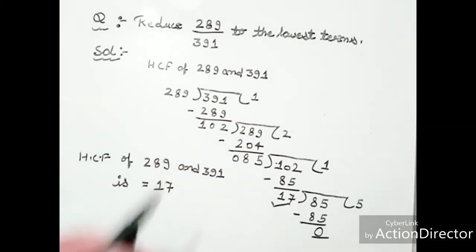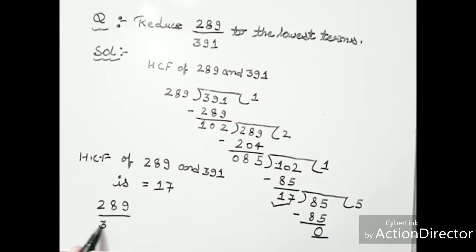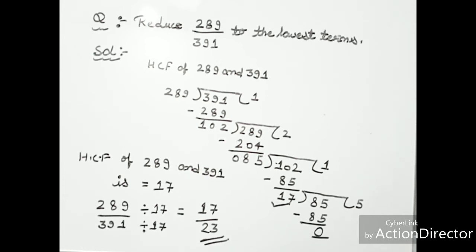Now we reduce 289 upon 391, so we divide 289 upon 391 by 17, and it gives 17 divides 289 in 17 times and 17 divides 391 in 23 times. So when we reduce 289 and 391, it reduces and forms 17 upon 23.